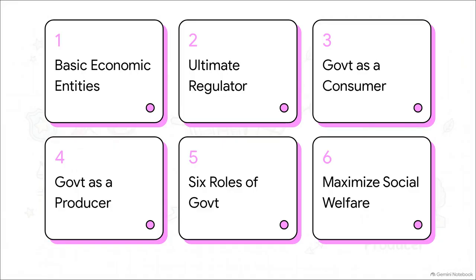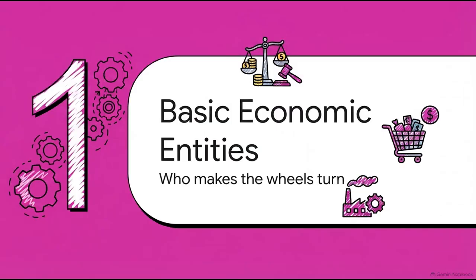Here is a quick roadmap of where we're headed. We'll start with the basic economic entities, move on to the government as the ultimate regulator, then explore its roles as both a consumer and a producer. After that, we'll nail down its 6 specific roles, and finally, look at how this all ties into maximizing our social welfare. All right, Section 1, the basic economic entities.